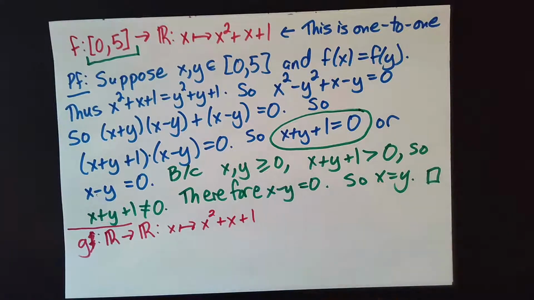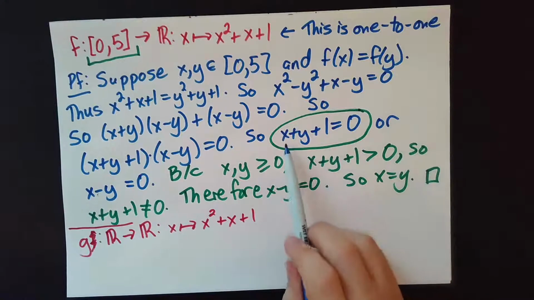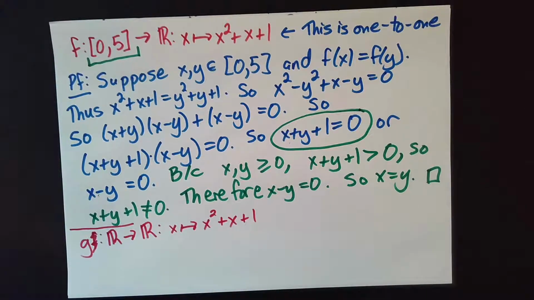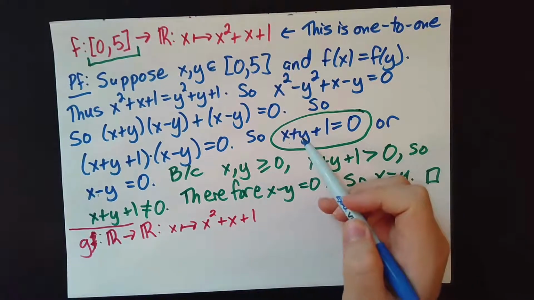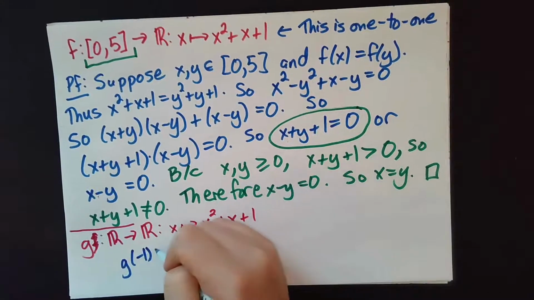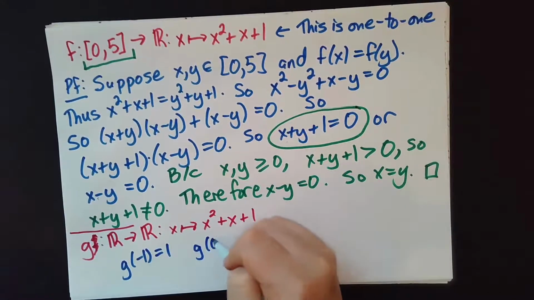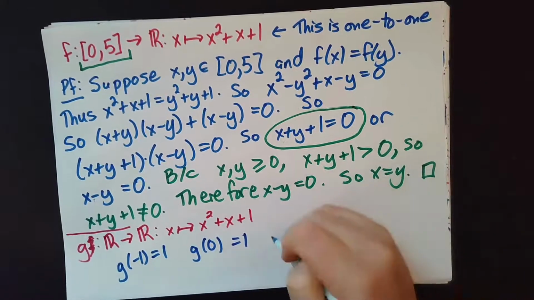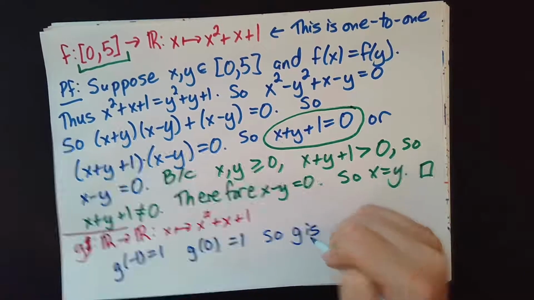So the simplest case is probably if x is 1 and y is 0. Sorry, if x is minus 1 and y is 0. And so g of minus 1 is 1 and g of 0 is 1. So g is not one-to-one.